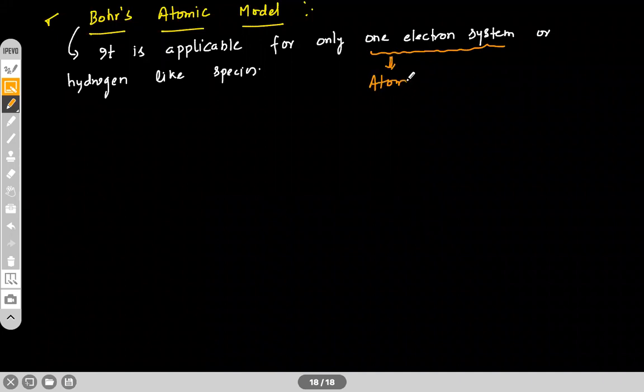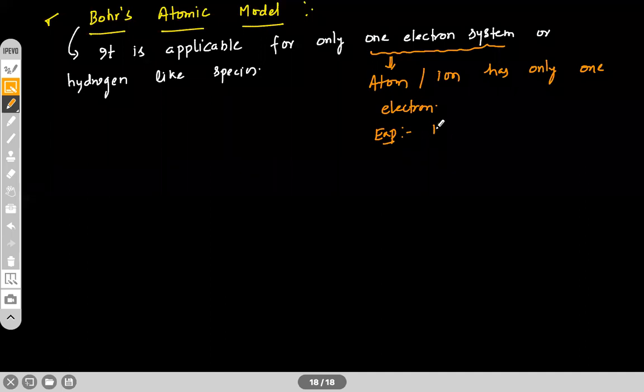Atom or ion has only one electron. For example, we can have hydrogen, we can have He plus, we can have Li 2 plus, etc. Helium has two electrons, so He plus has only one electron. Lithium atomic number is three, so Li 2 plus has only one electron. So this is the constraint here. Bohr's atomic model is applicable for only one electron system.